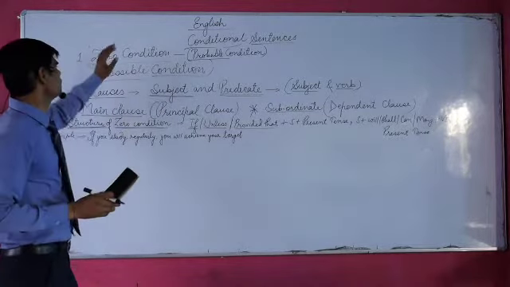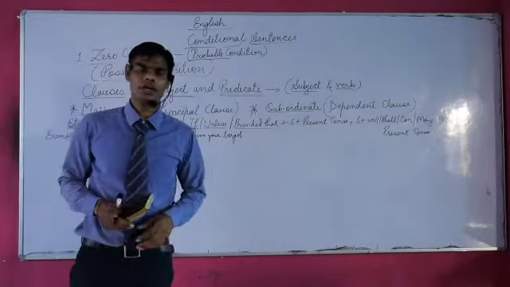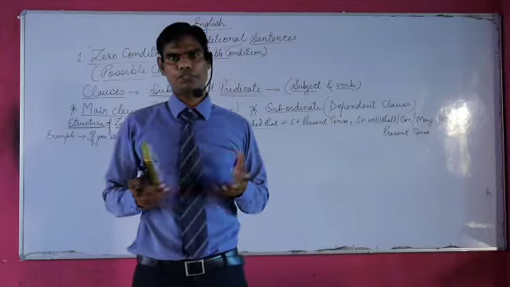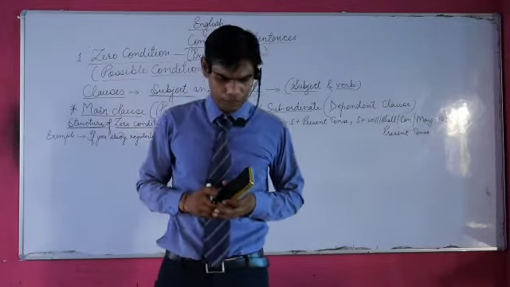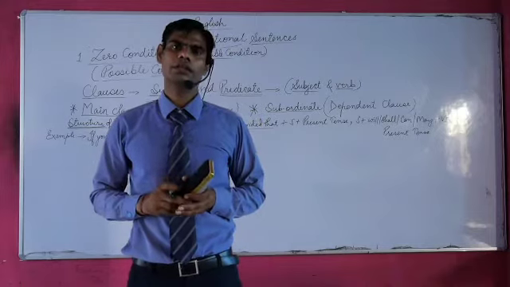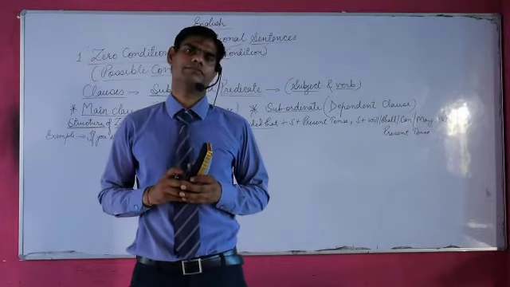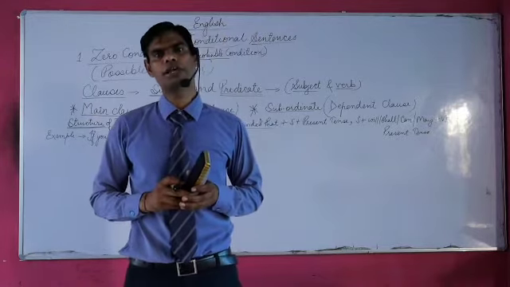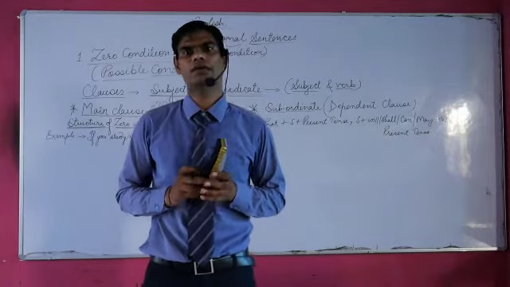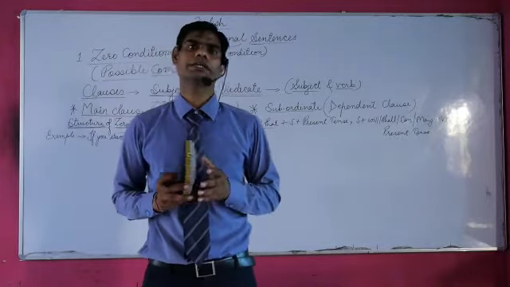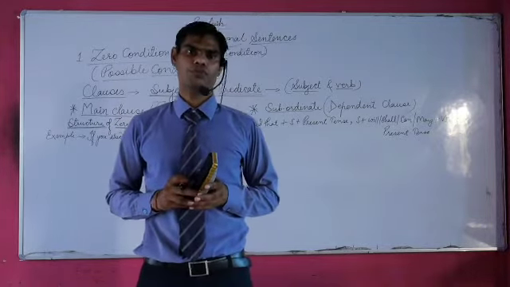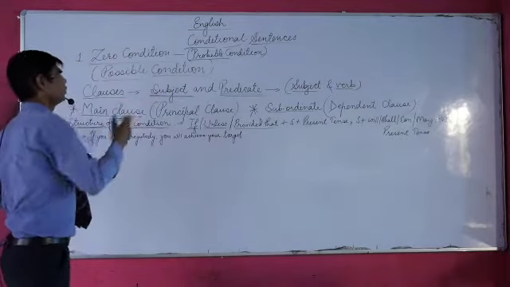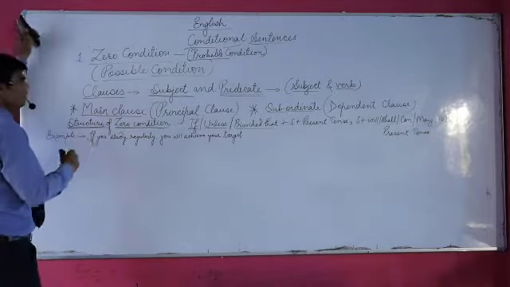First, understand that it is also known as the probable condition, and also as the possible condition, because in this, the condition can be fulfilled. There is a possibility of the fulfillment of the condition. That's why it is called the probable or possible condition. Let's see what we have in the zero condition.